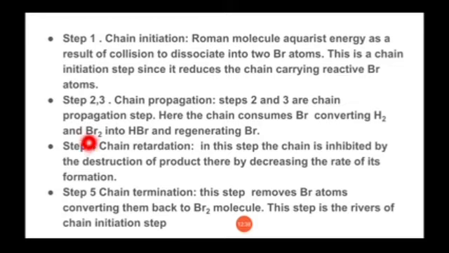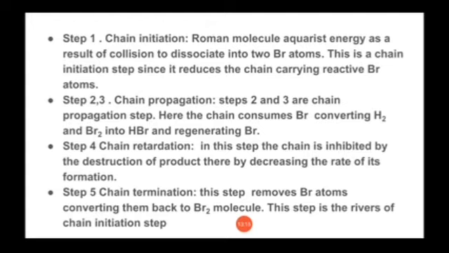Step number 4 is a chain retardation step. Of course you can say that it's again a propagation step. In this step the chain is inhibited by the destruction of product, thereby decreasing the rate of its formation. In the retardation step the product itself is destroyed, so the rate of formation decreases, because you are always trying to make products, but when product is destroyed, the rate of formation automatically decreases.